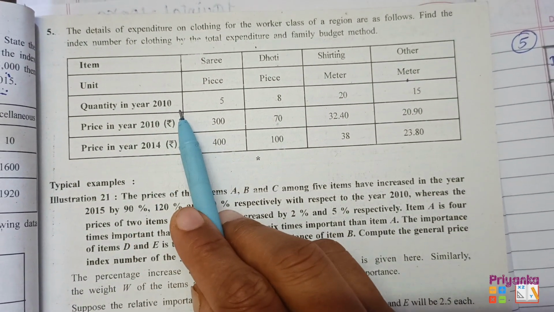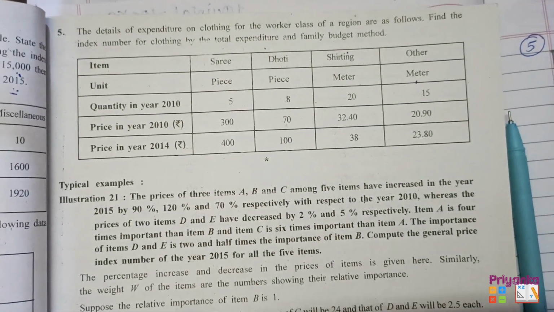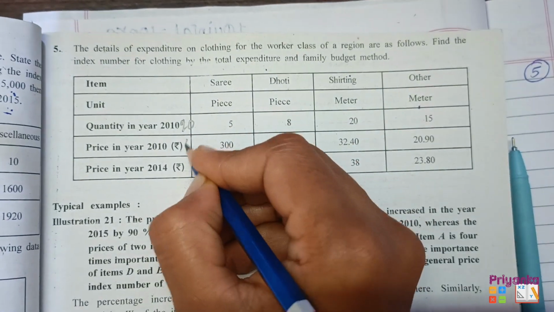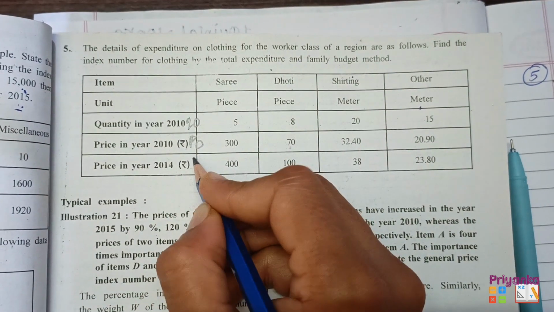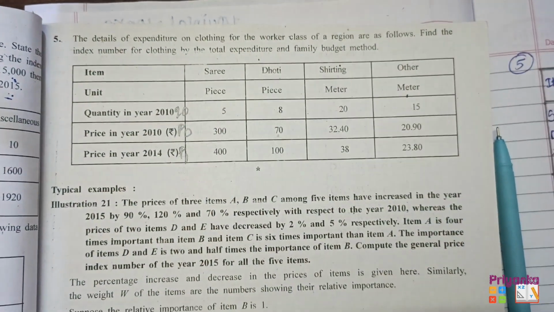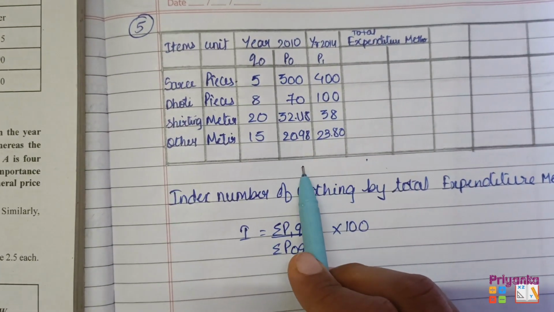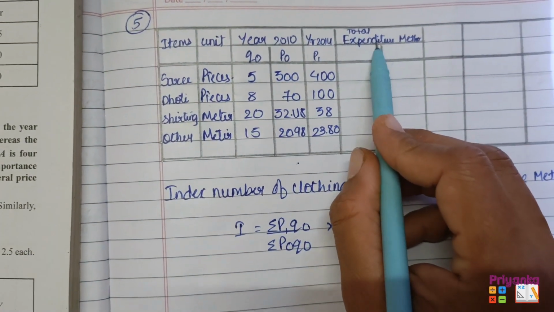Quantity in the year 2010 is given, price of 2010, so obviously this 2010 information will be our base year, that is Q0 and P0, and price in the year 2014, which will be our current year, that is P1. So let's put all the information into a table. Here I took all the information in the table from the textbook.